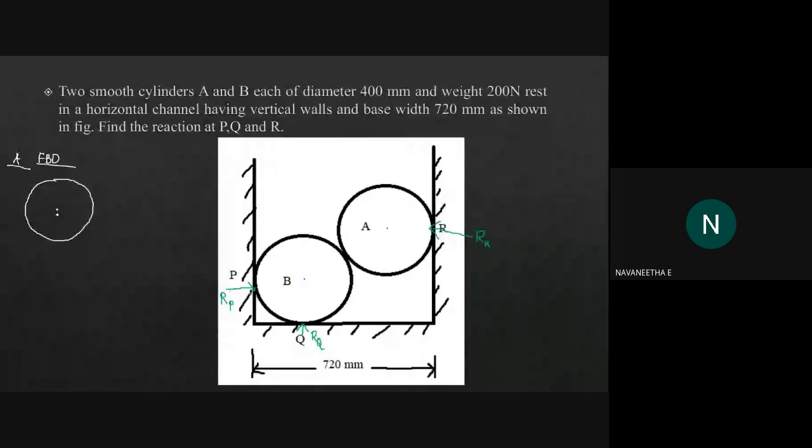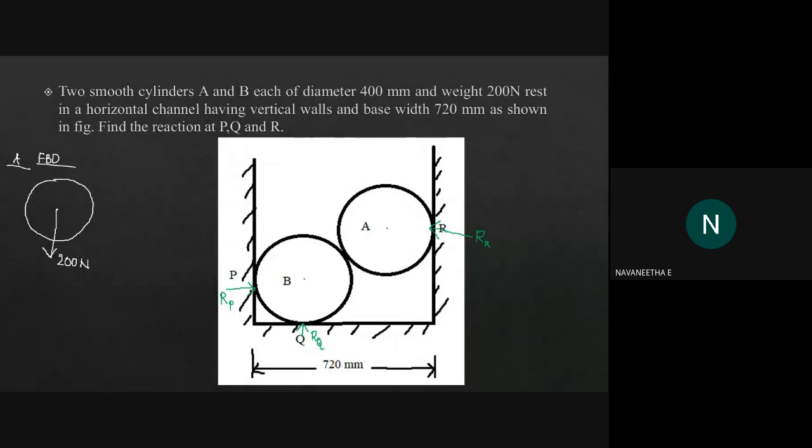First of all, we need to consider the weight of the cylinder. So in which direction will the weight of ball A act? Yes, the downward direction. So the weight acts downward, and it is already given in our question, that is 200 Newton. Okay. Next, we need to consider the reaction RR.